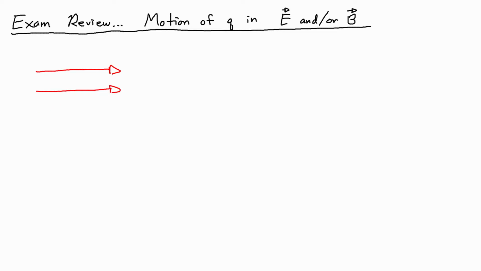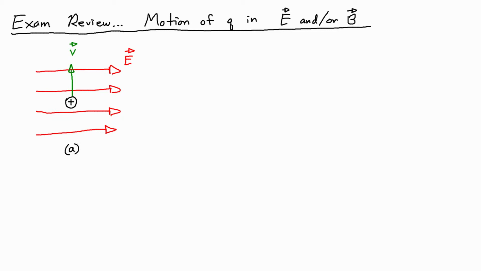So in the first scenario, we have a constant uniform electric field going off to the right. And inside that field, we have a positive particle. So I have a plus in there showing that it's positive. And this charged particle has a velocity at the instant shown that is upwards. And so the question that you need to be able to answer is to describe the motion of that charged particle in that electric field.